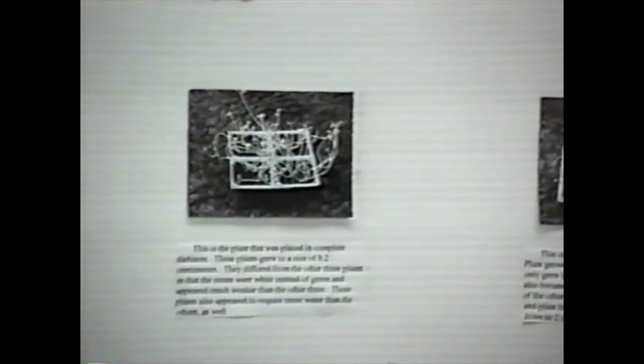The other two plants I grew, one was in complete darkness, no light whatsoever, and that's this one here. I was surprised that it grew at all. It grew to about 8.2 centimeters. But the stems were really white, and they appeared really weak and didn't look as though they were doing so well. But I was surprised that they grew at all.